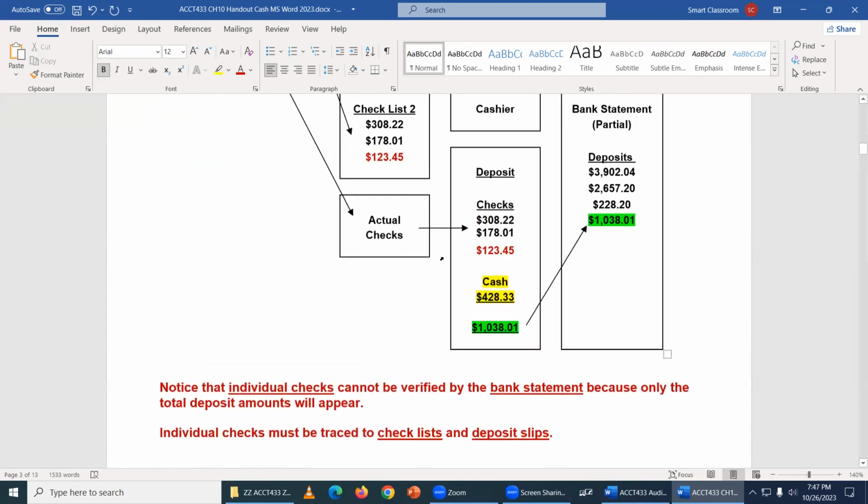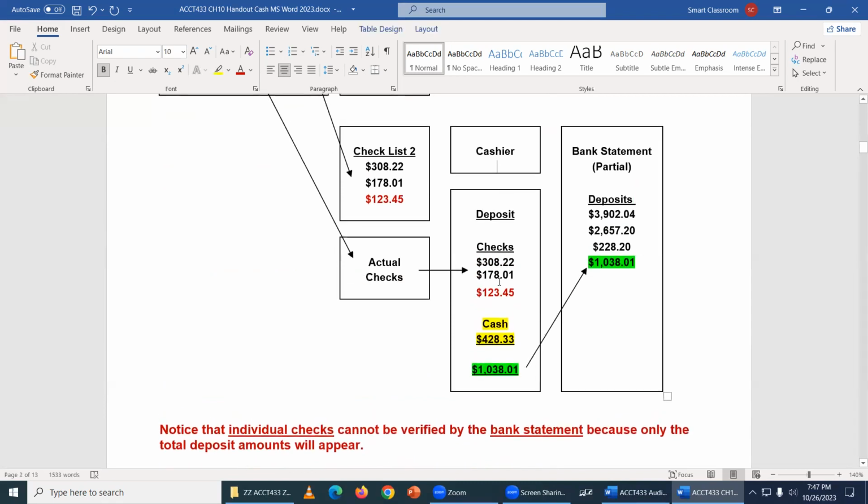And notice that if a cashier took the check, what would that look like? It would be on the checklist, but it wouldn't be on the deposit. If you go to the bank without the 125, it wouldn't show up in the deposit for the bank. So if the cashier took it, it would be on the checklist. It would probably not be in the deposit because that would be caught immediately.